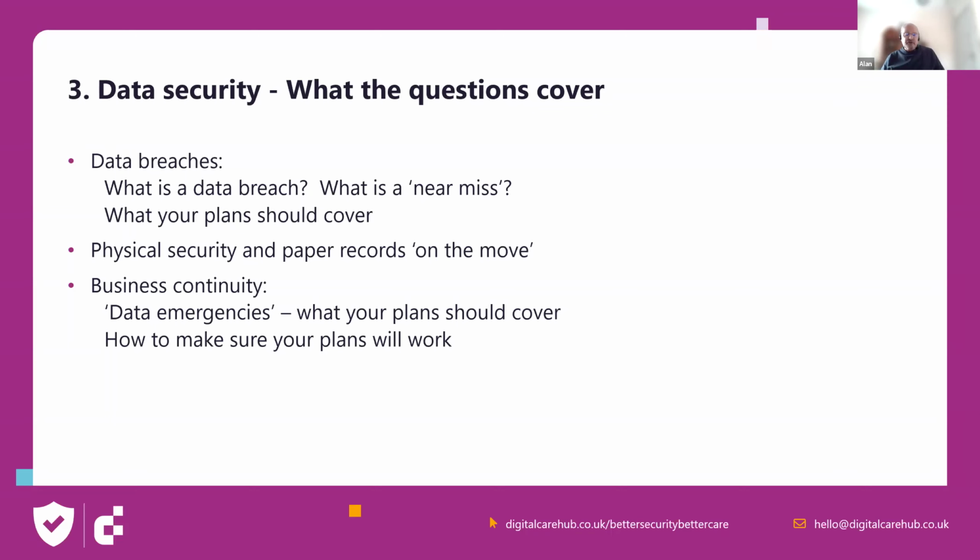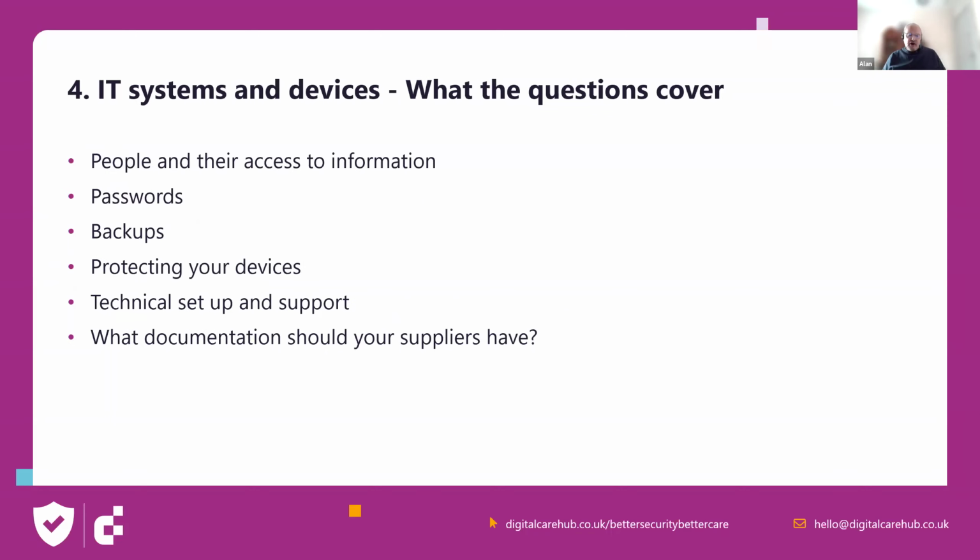So let's move on to the last section, section 4, IT systems and devices. What do the questions cover? People and their access to information. So this relates to what I was saying earlier in relation to not everyone should have access to all of the personal and confidential data that you hold. It needs to relate to the specific job role that they are employed to fulfill. So you need to be able to identify who should have access to what information.